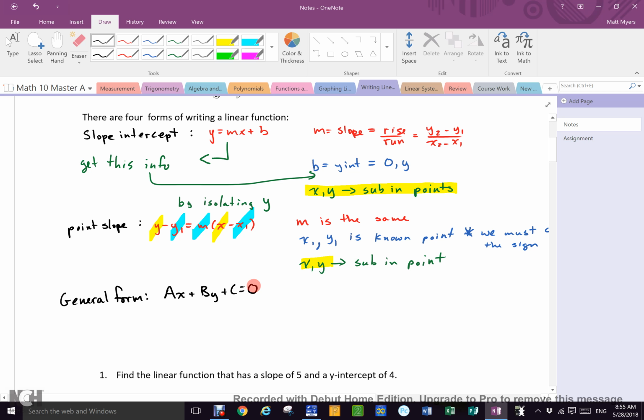And general form is pretty useless. About the only thing general form is good for is finding intercepts. And what are those two intercepts? Every single two intercepts, what are they? They are x, 0, and 0, y.